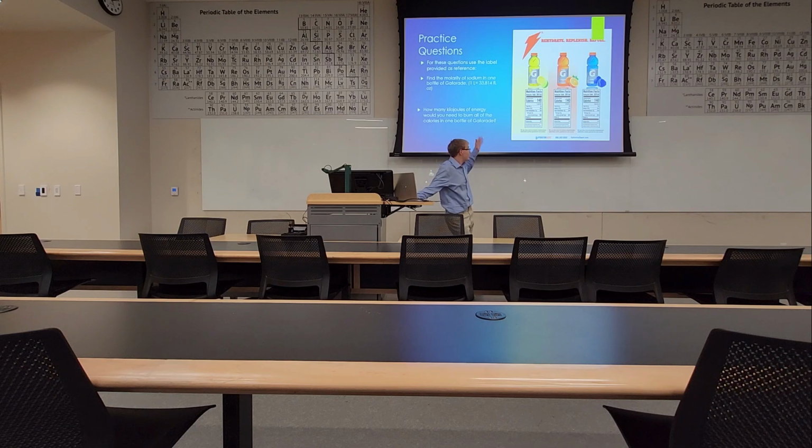These practice questions are going to be based on the label provided. So find the molarity of sodium of 1 bottle of Gatorade. So 1 bottle of Gatorade is going to be 1 serving size. The conversion rate of liters to fluid ounces, which is what it's measured in there, is 1 liter for every 33.814 fluid ounces. And there are 270 milligrams of sodium in 1 bottle of Gatorade. So if you want to try and solve that, go ahead and pause the video.